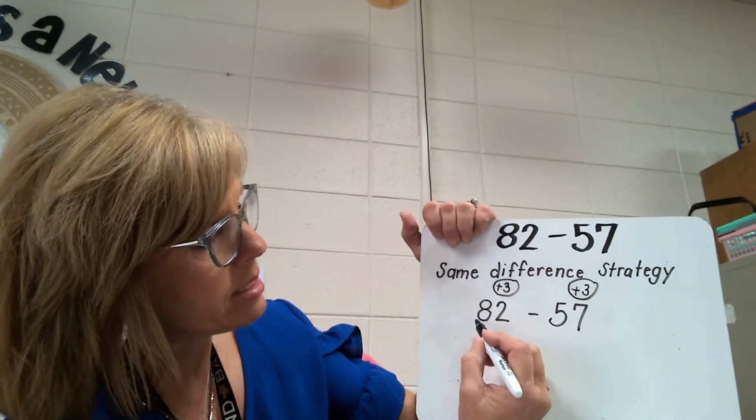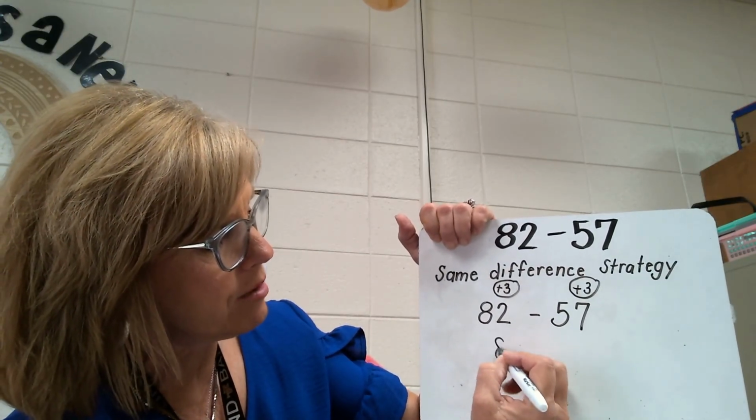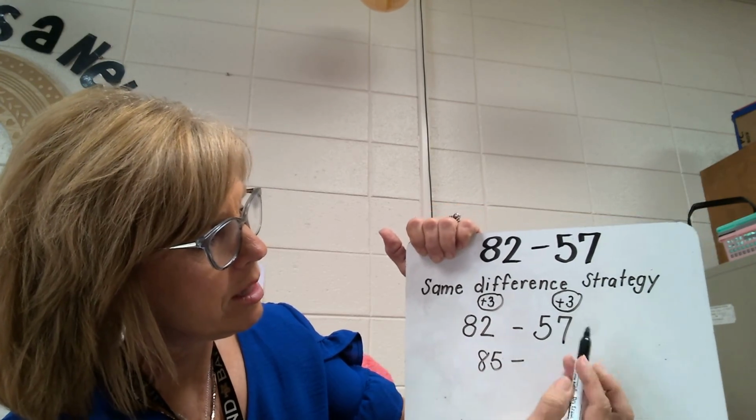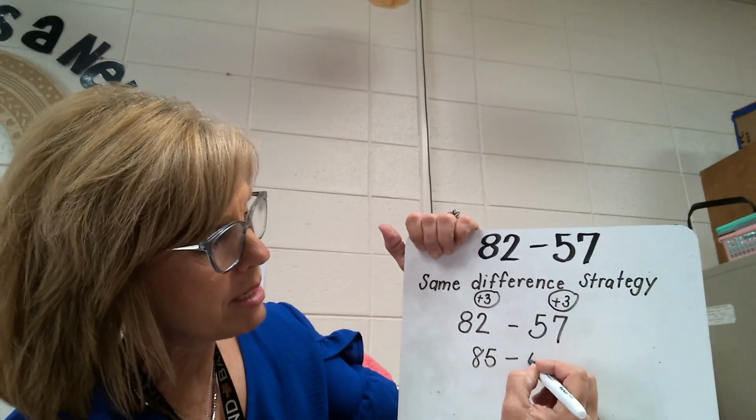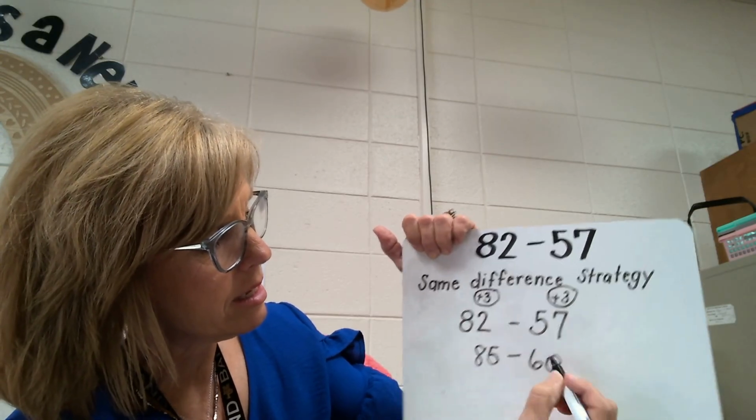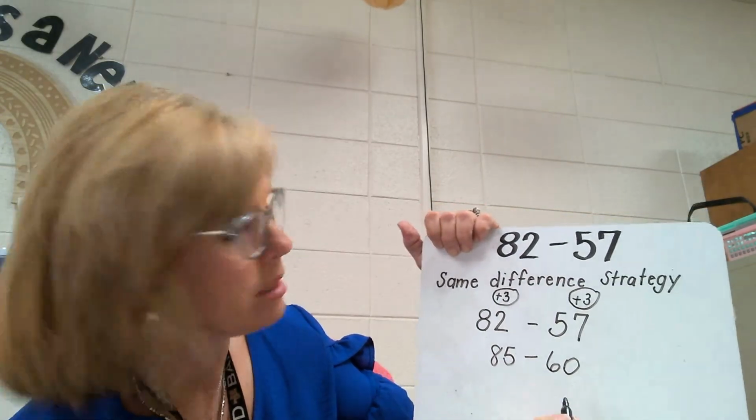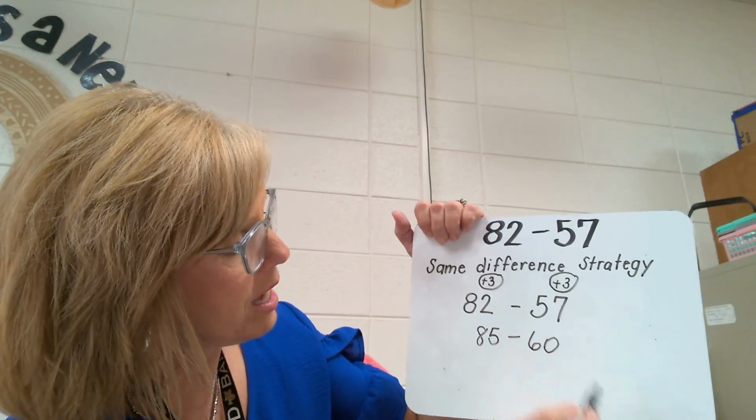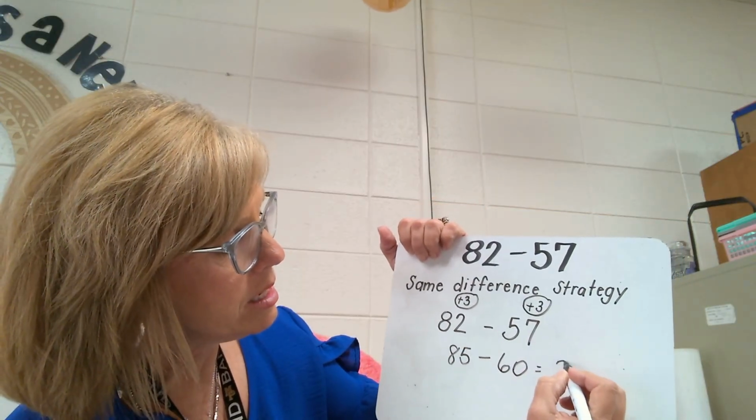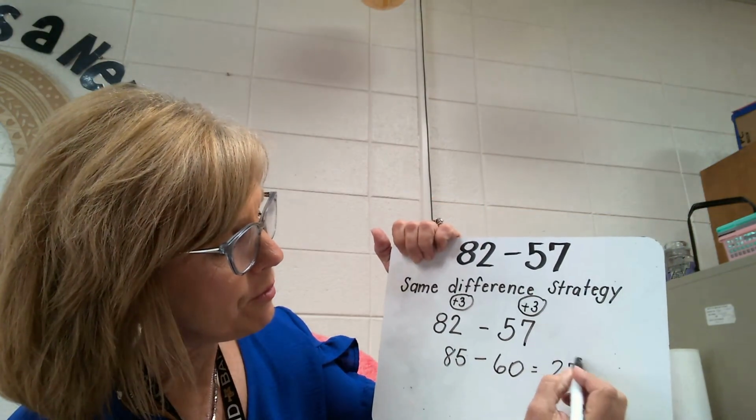So this makes this 82 and 3 makes it 85. And 57 and 3 makes this 60. Now we have a nice, clean subtraction problem. 85 take away 60 is 25.